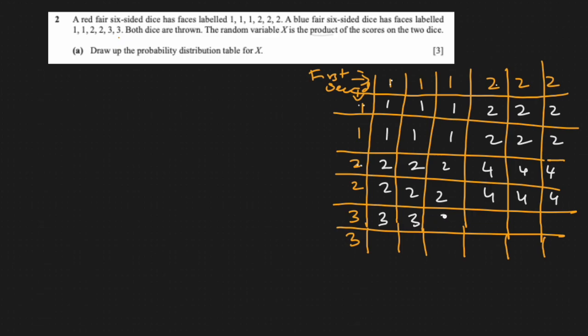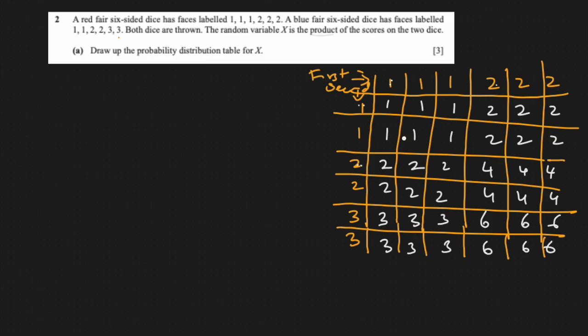So 1 multiplied by 1, this is a product, right? The random variable X is the product of the scores, so I'll multiply this one and this one. I get 1, 1, 1, 2, 2, 2. And 2 multiplies with 1 gives us 2, 2, 2, and this 2 multiplies with 2 gives us 4, 4, 4. And 3 times 1 is 3, so 3, 3, 3, 6, 6, 6.